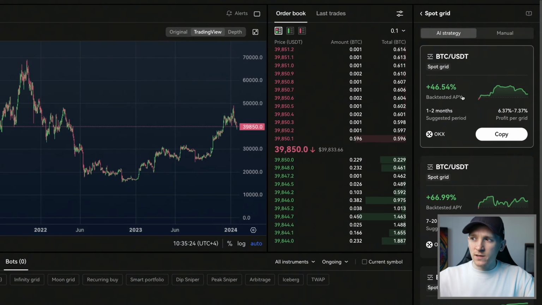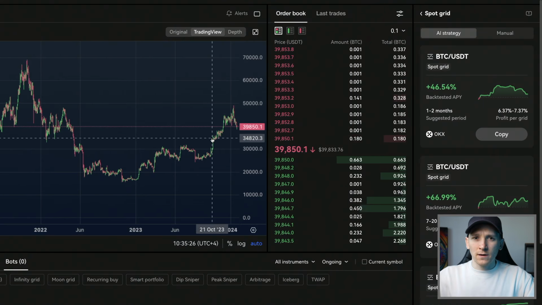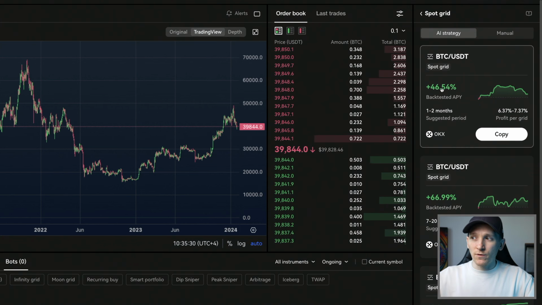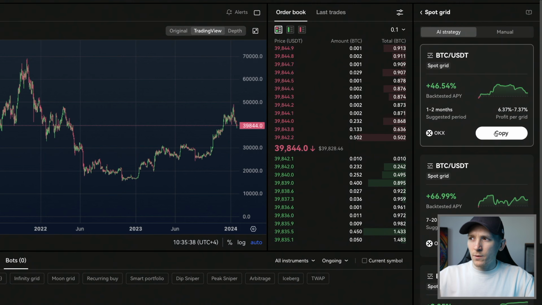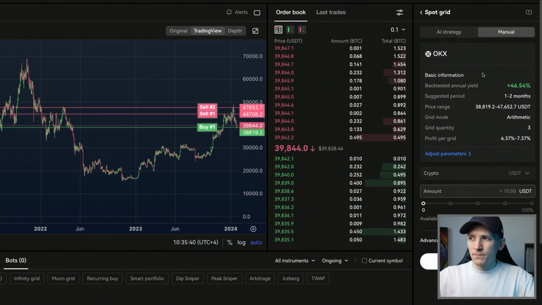Now, the problem here is that previous price action is not going to repeat itself in the future. And so just because this one was good over the last couple of months doesn't mean it will be good over the next couple of months. So we can copy those if we want. So if we press copy, what happens is it flicks over to manual, and then it shows us the parameters of the bot. Now, the parameters of the bot are obviously vital in determining what the yield we get is. And we can change these manually ourselves, which I'll get onto in a second.